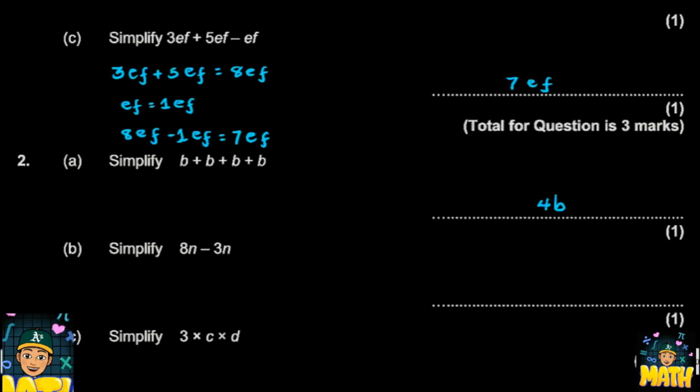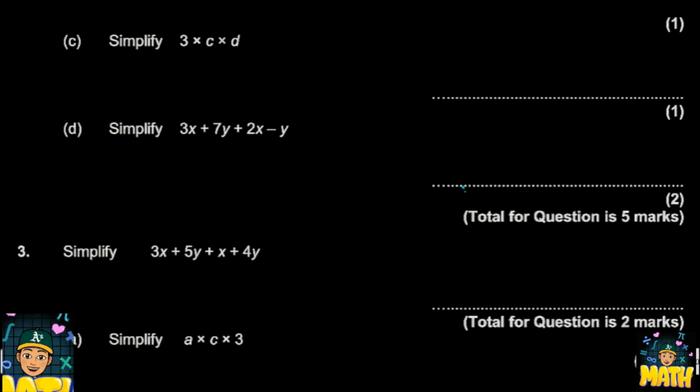The next one, 8n minus 3n. So 8n minus 3n, the n's make the 2 terms to be like terms. So 8 minus 3 gives us 5n. That will be our answer right there. The next one, 3 times c times d gives us 3cd.